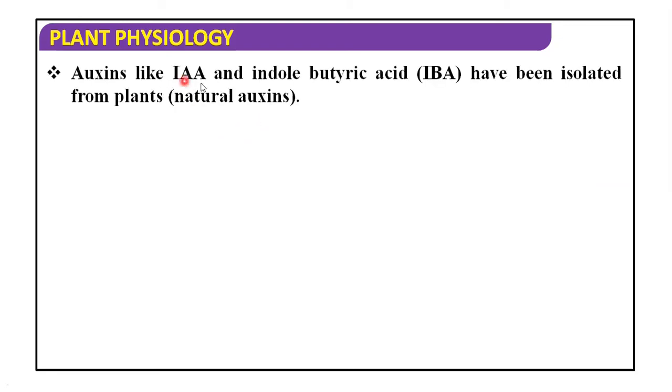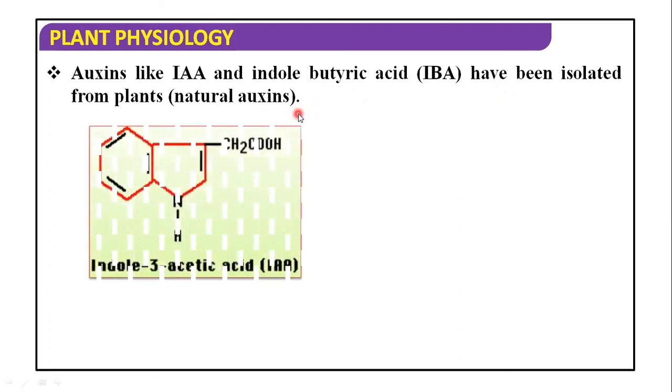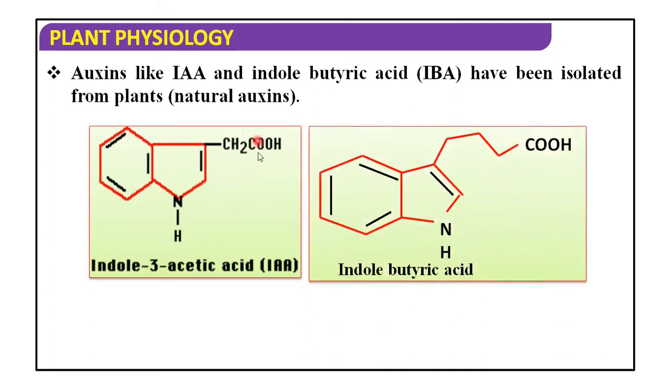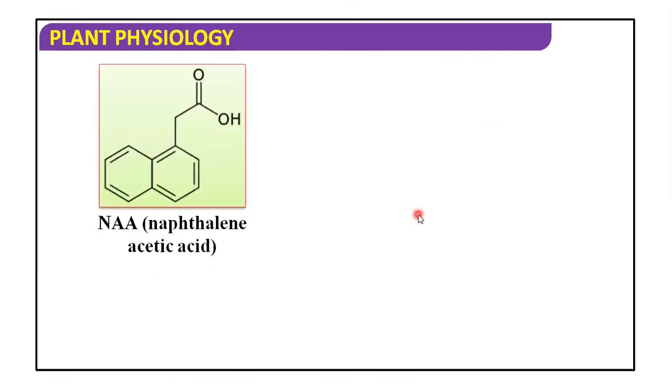Auxins like IAA and indole butyric acid, IBA, have been isolated from plants, that is natural auxin. This is the ring structure, indole-3-acetic acid formula, and this is the total structure of IBA. This is butyric acid. Both are natural auxins.